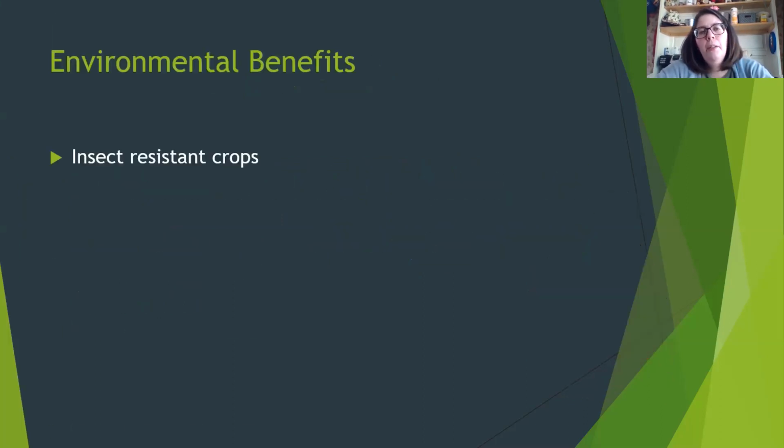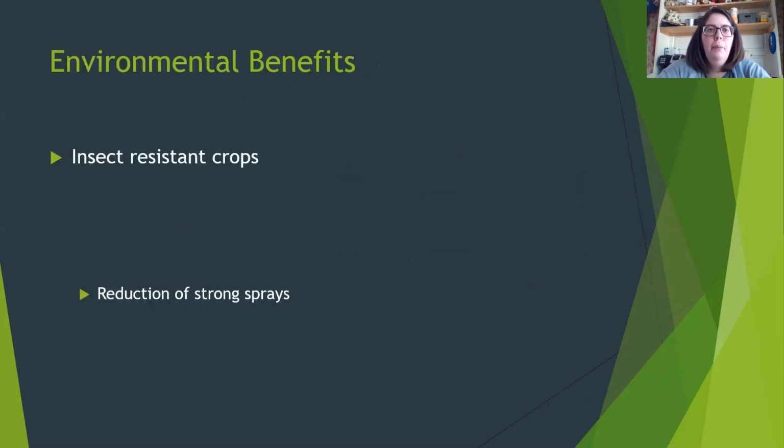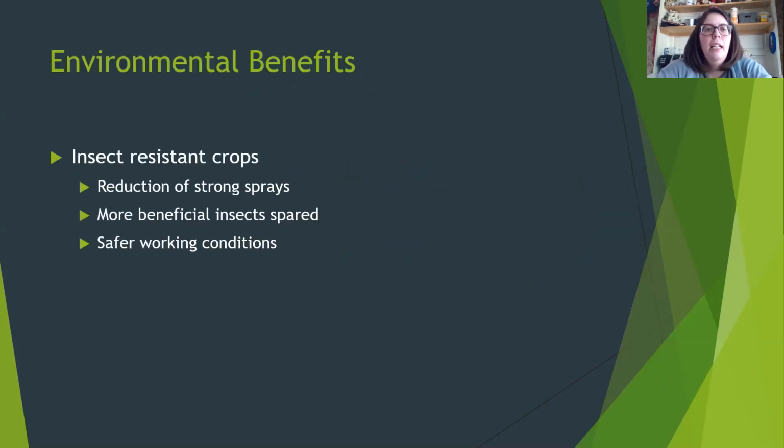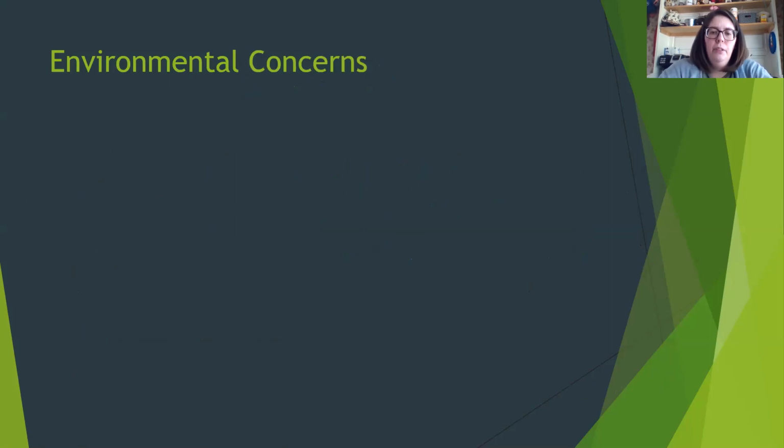So we're going to go over environmental benefits, environmental concerns, economic benefits, and economic concerns of plants in biotechnology. Environmental benefits would be insect-resistant crops, the reduction of strong sprays, insects spared, and a safer working condition. Also herbicide-resistant crops, reduced use of herbicides, reduction of soil erosion, things like that.